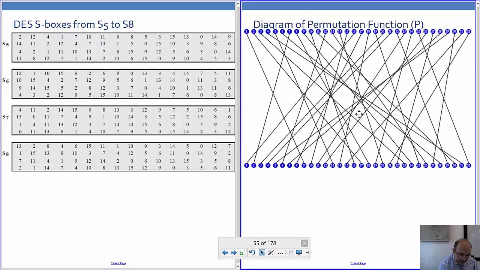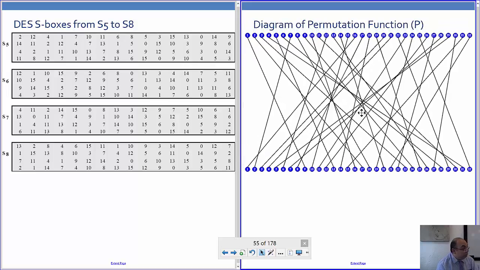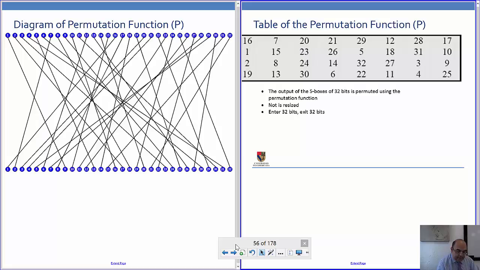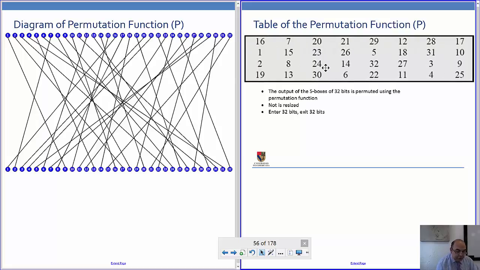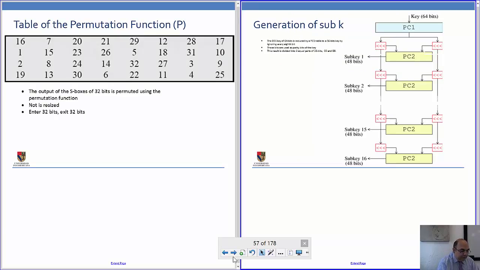Well, this is the representation of the P function. The P function is really just a permutation, nothing fancy. We just permute. That's the table for the permutation function. 32 bits go in, 32 bits go out. Almost nothing happened, just the permutation. Okay, really easy function. So that will finish the cipher side.